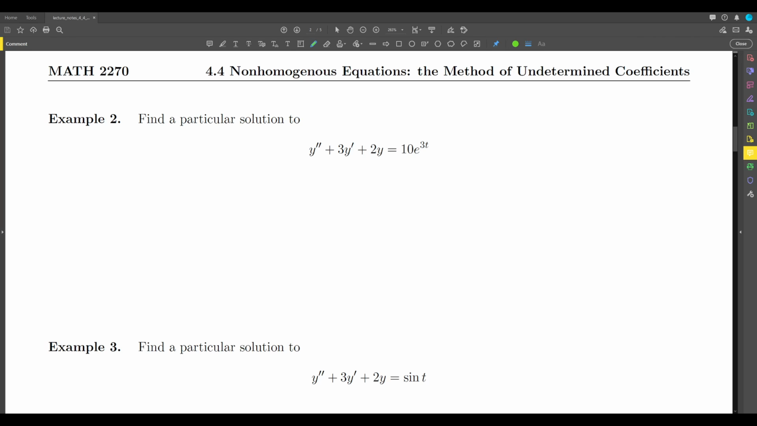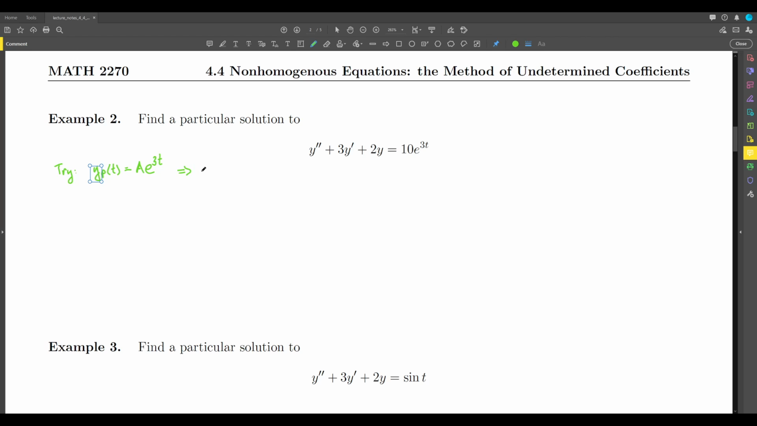So now our educated guess is yp of t is some constant times e to the power 3t. Right, so I'm going to say yp of t is a constant times e to the power 3t. All the derivatives will end up with e to the power 3t, so hopefully we can find a so that we end up with a 10 right here.